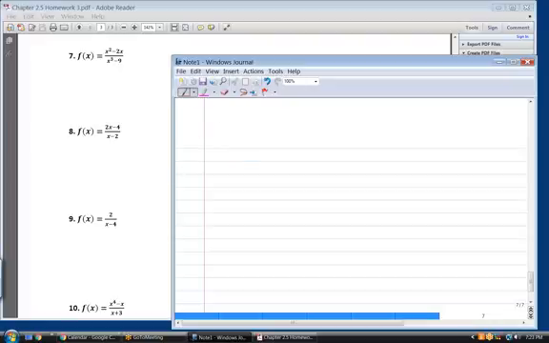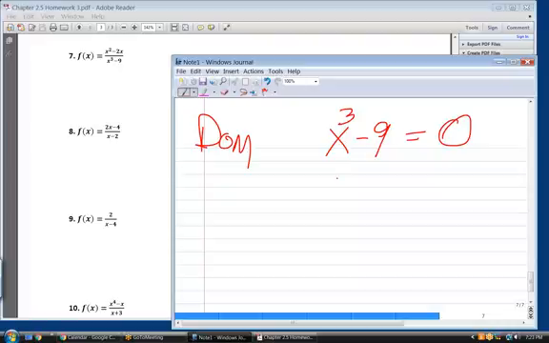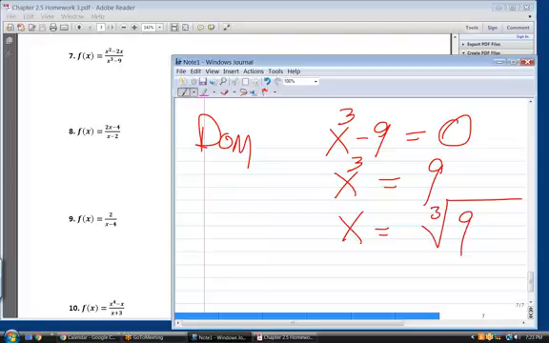But let's talk about domain. What affects the domain? You have to make the denominator equal to 0. So x cubed minus 9 equals 0. So you can cube root it. x cubed equals 9. Take the cube root of both sides. That's 3. No, it isn't. The cube root of 9 is the cube root of 9. In other words, the square root of 9 is 3. The cube root of 9 is not 3.